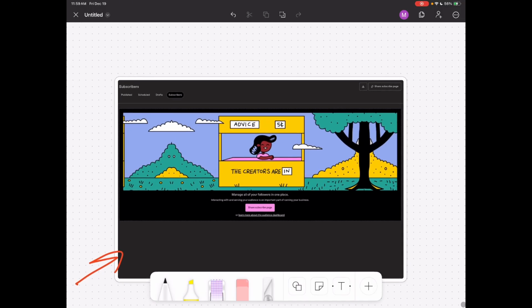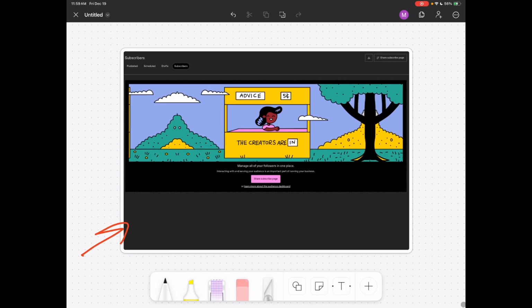I think what would be really good is if Gumroad removed a little bit of that mental block and said, hey, here's where and how we recommend that you share your subscriber page. And they may do this in an email, but I think this is also pretty valuable real estate in terms of the design.